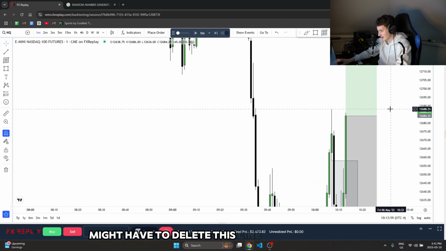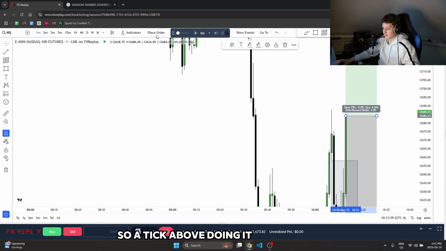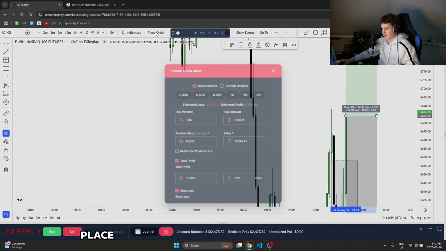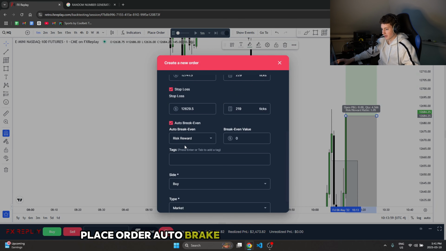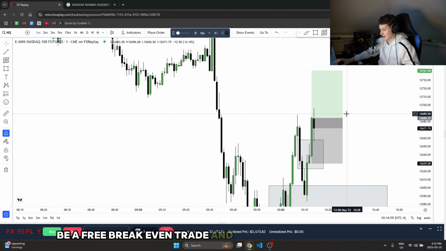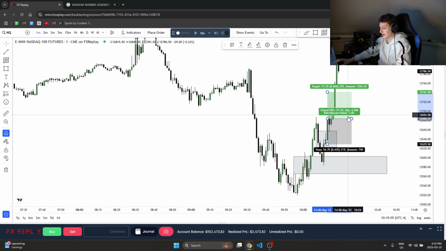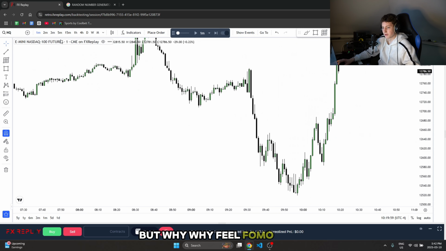Might have to delete this line just to get that. So a tick above, giving it some leeway. Place order, auto break even, price. So this should be a free break even trade. And as you can see, tag the high, we go back down. And it ends up going to target anyway, but why feel FOMO, right?